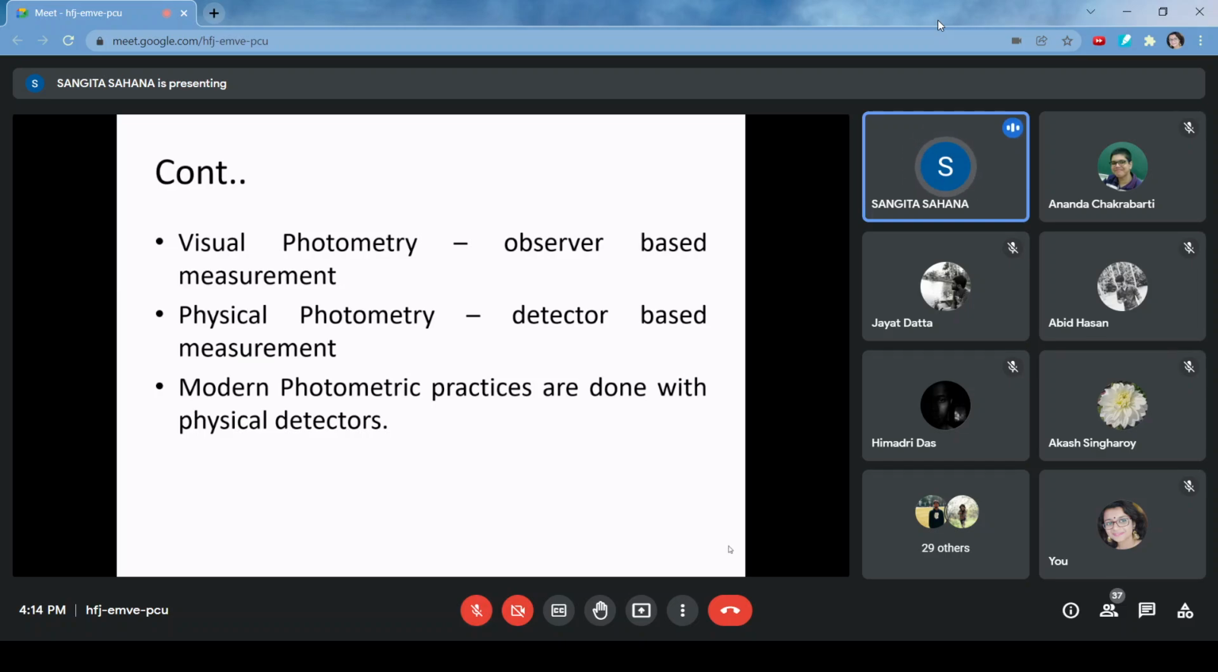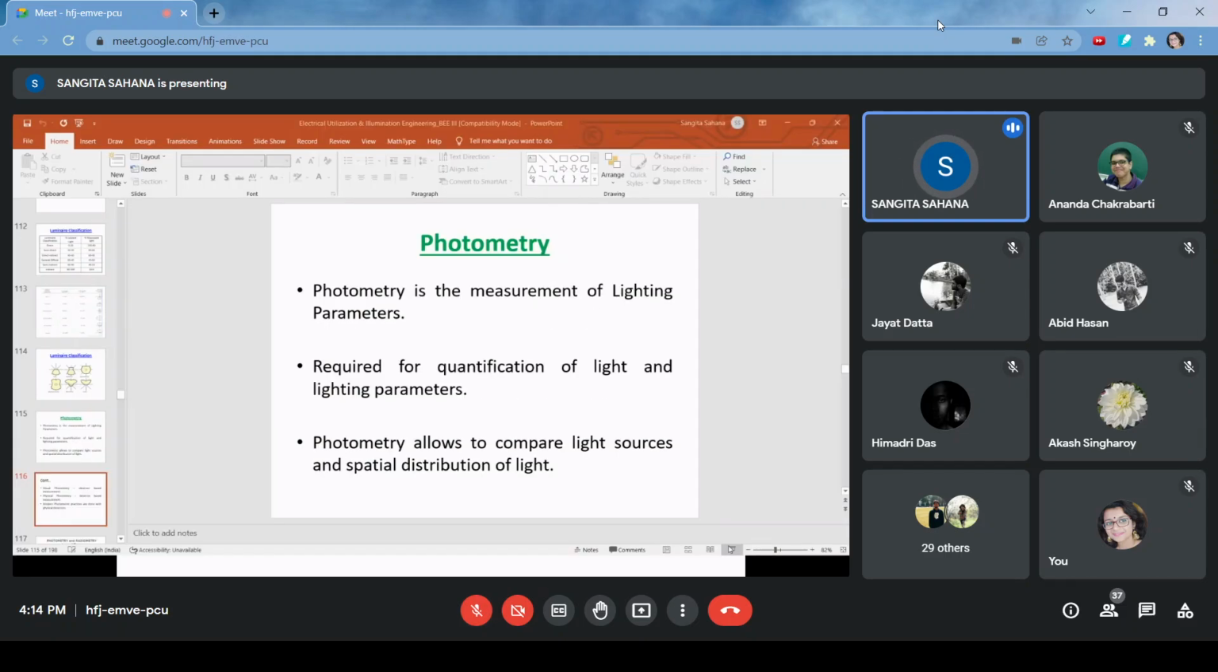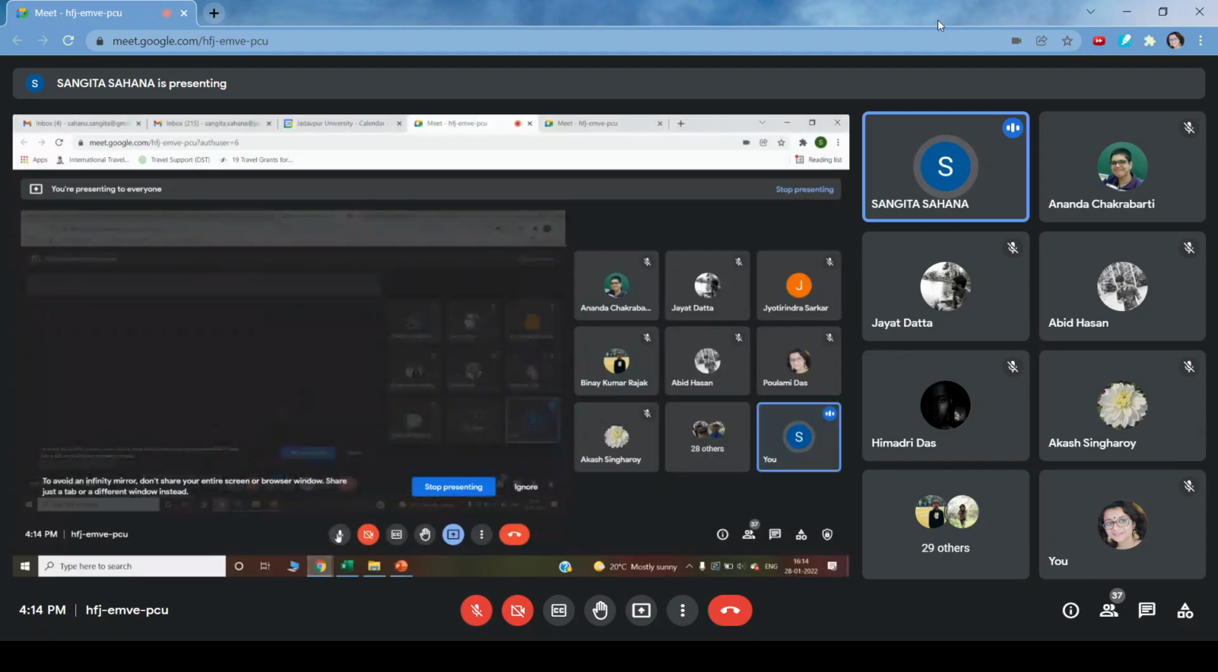Because I may not always see the same, the way I see, another person may not see the same, so that is not accurate, right? So previously visual photometry was used, but now all the photometry is actually physical photometry, detector based or sensor based, where the sensor response is the same as the human eye response.